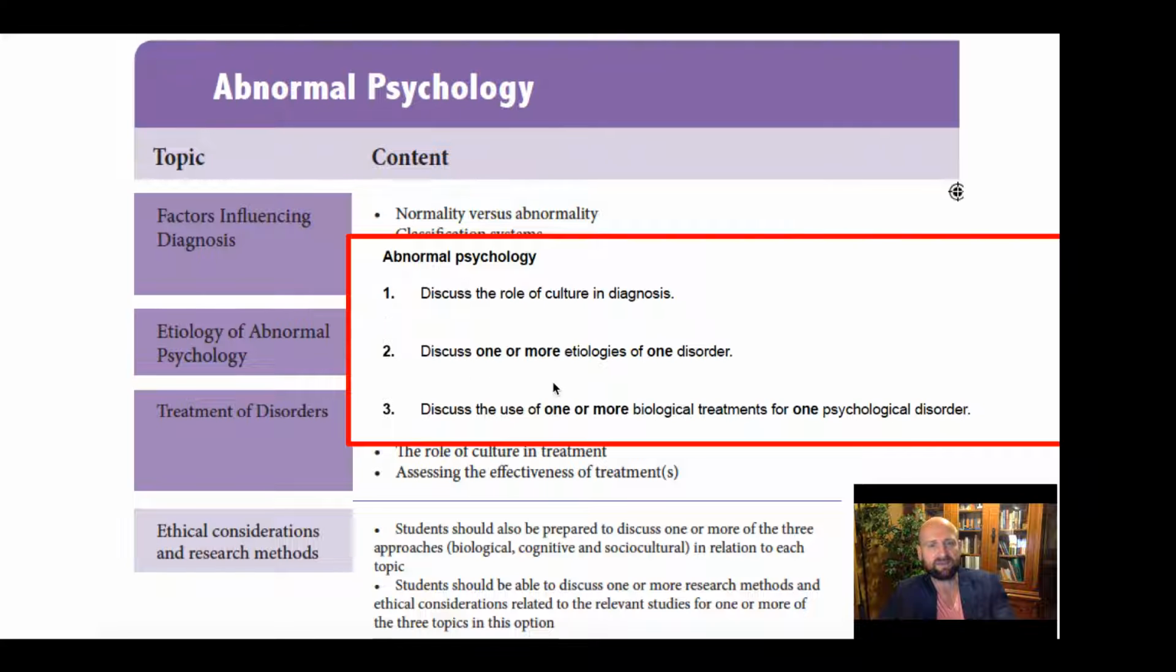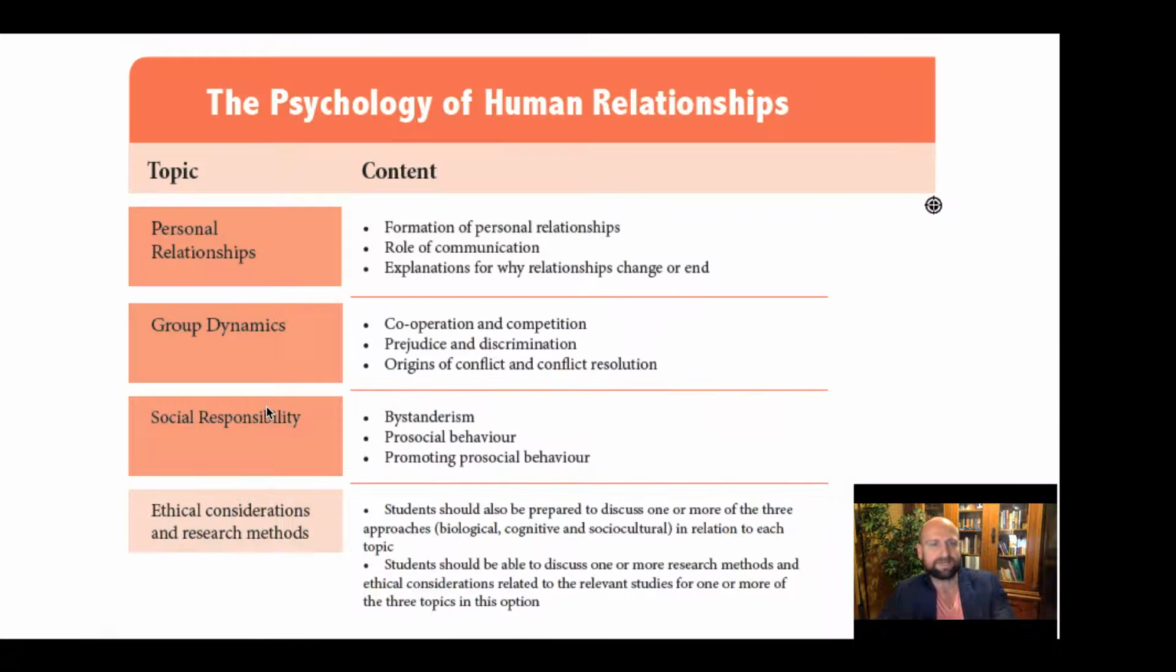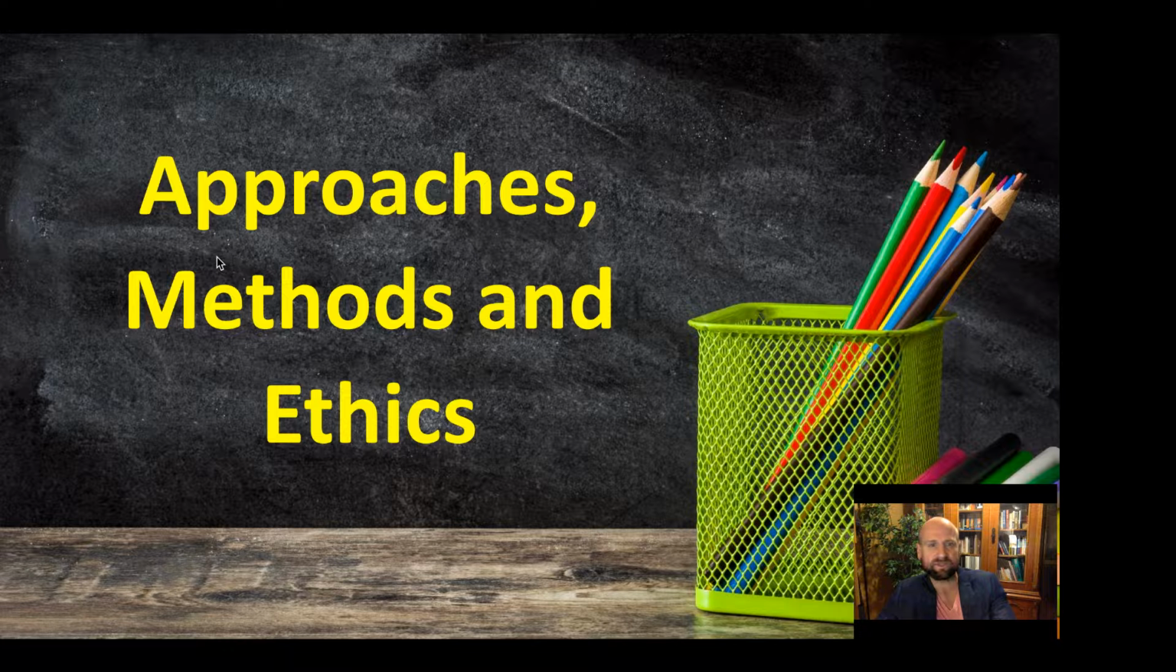All right, now here, this is taken from the IB specimen paper. And we can see here, we've got 1 question on diagnosis, 1 question on etiologies, and 1 question on treatments. So, 3 questions, 3 topics, 1 question per topic. Alrighty. We see here psychology of human relationships will be the same. You have 3 topics. You'll have 1 question based on each of these topics.